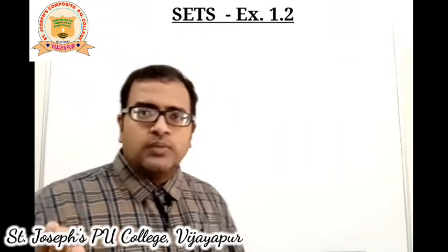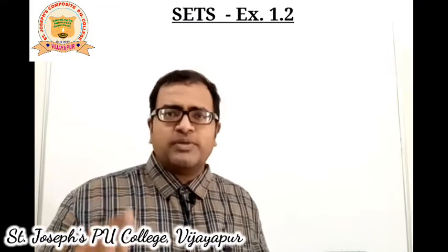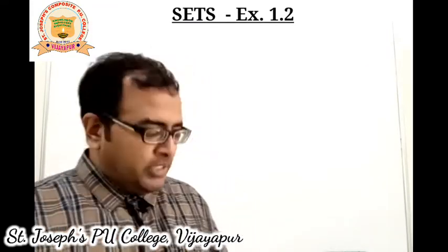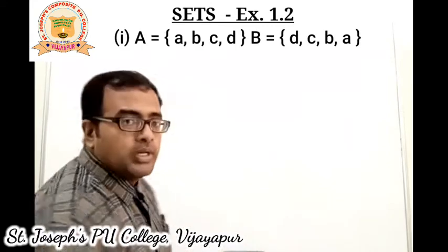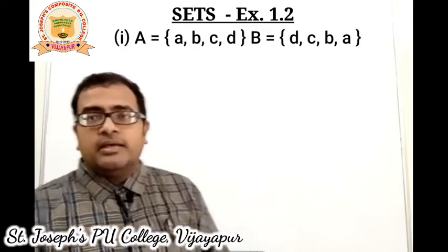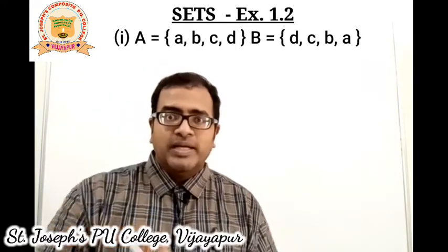We need to convert it into one form and then check, preferably the roster method. Now, the first sub question, let us see. Set A is ABCD and B is DCBA.